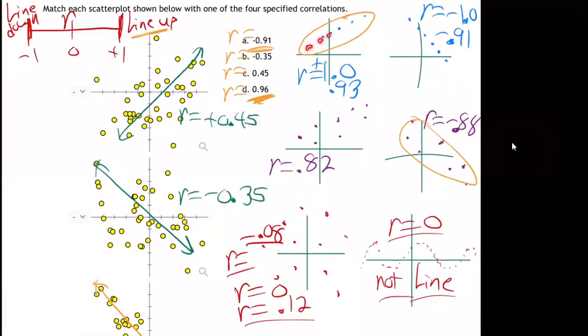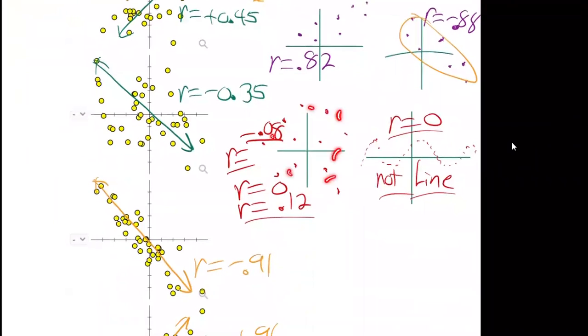Again, if dots are perfectly lined up, R is close to +1. If our dots are perfectly lined up down, R is close to -1, maybe like -0.9, right? So the closer you are to 1 or -1, the more the dots line up perfectly as a line. And if the dots are spread a little wider, then you're a little further away from one, like 0.82. And this one's going down a little bit looser, -0.88 maybe.